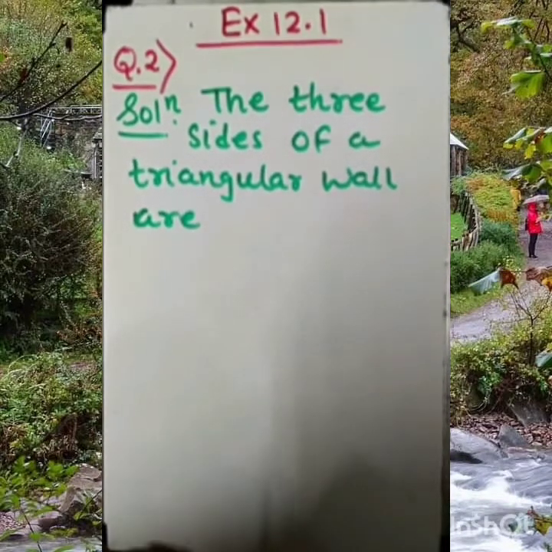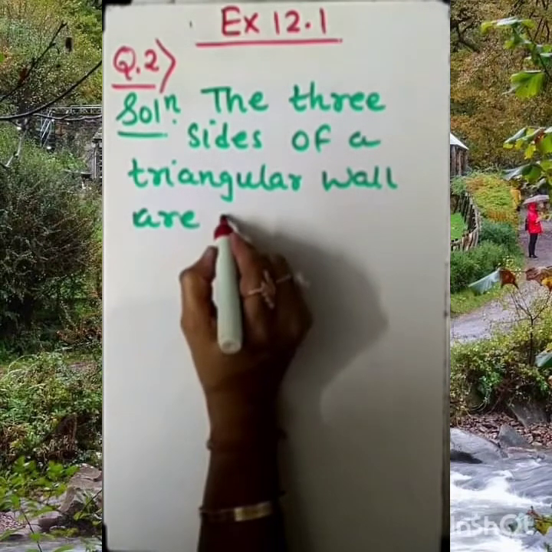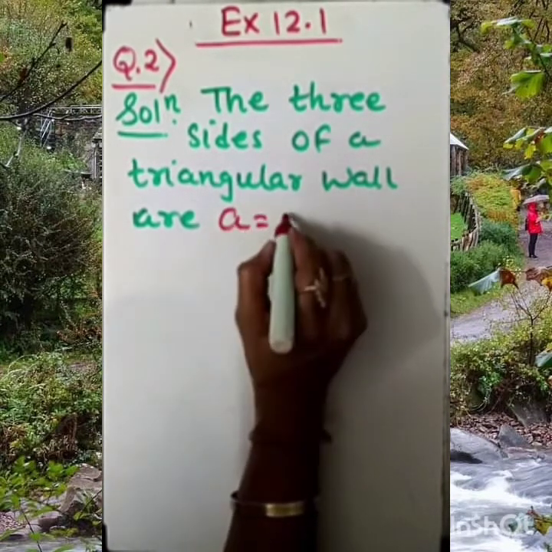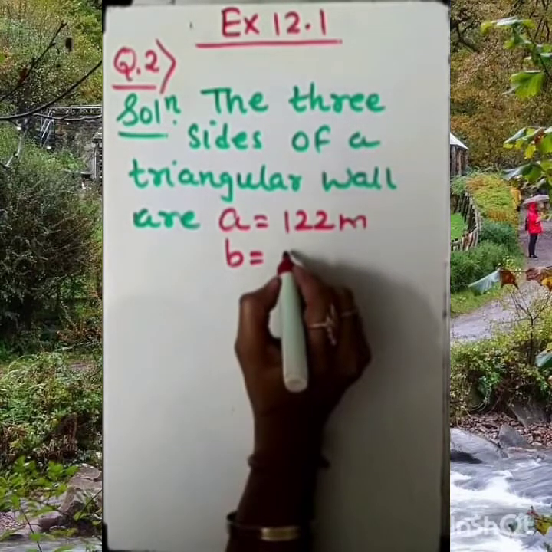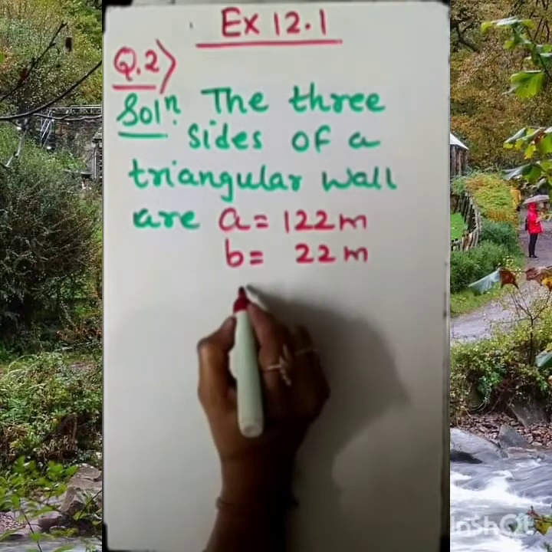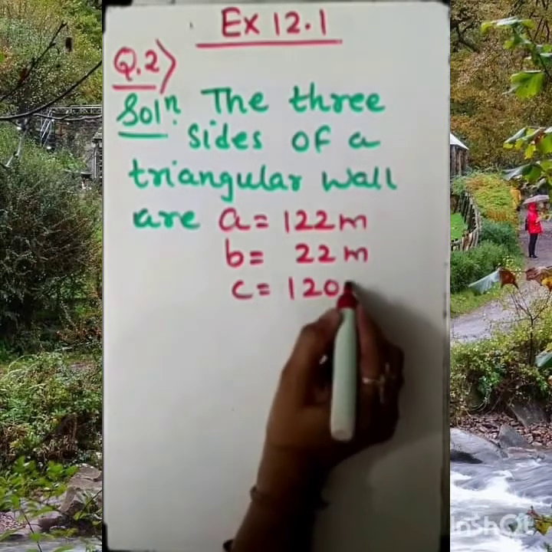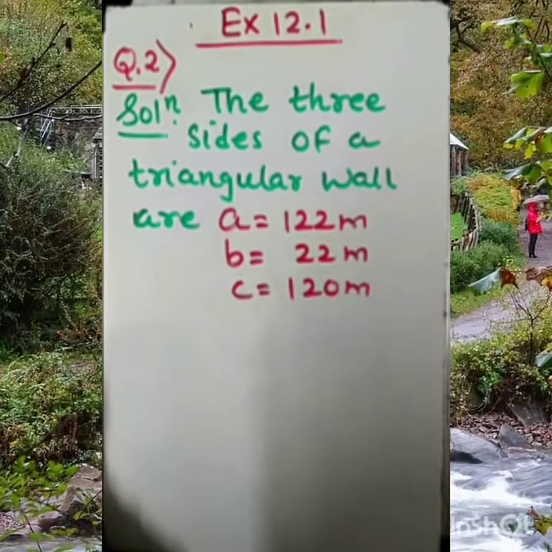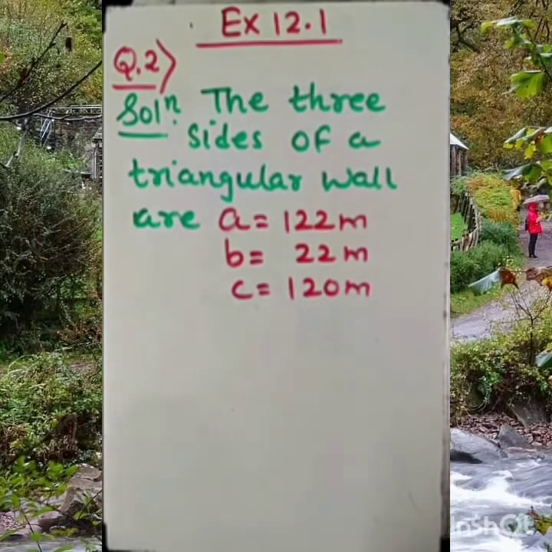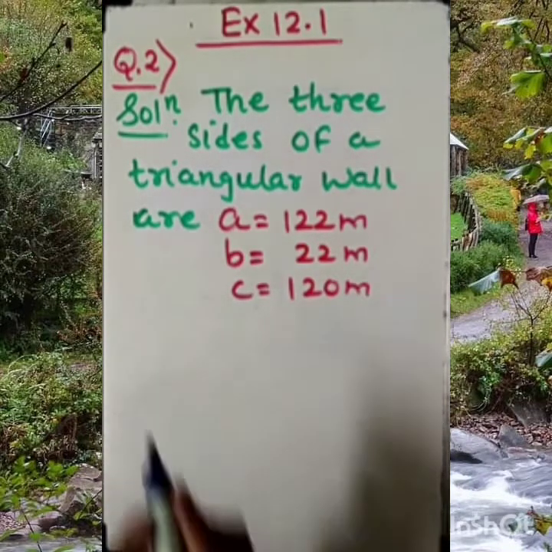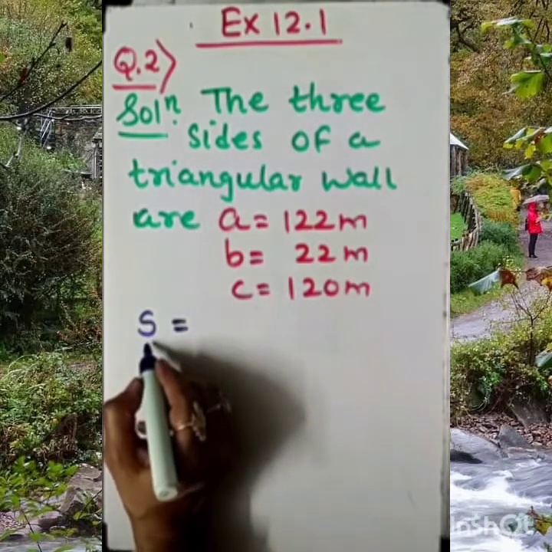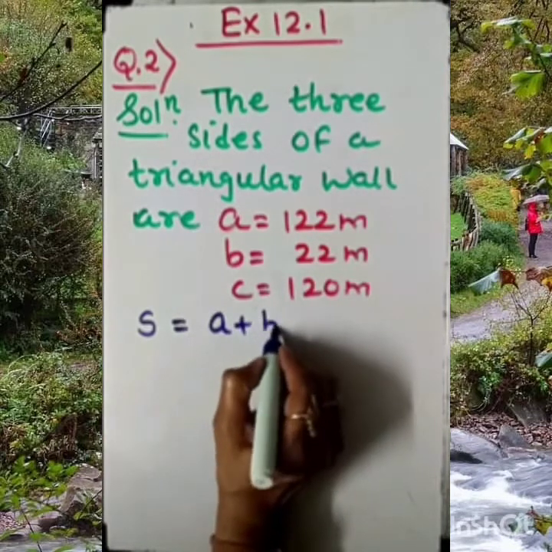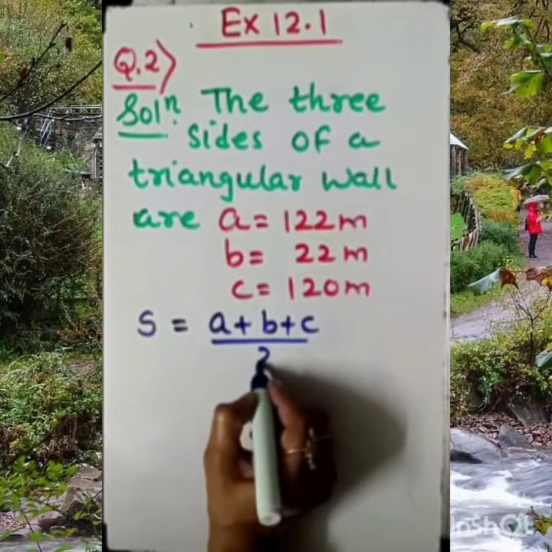They are 122 meters, so we are considering a equal to 122. b is another side, that is 22 meters. And c is the third side, that is 120 meters. Now, before we proceed to the area of a triangle, we need to find the semi-perimeter, which we define by s. The formula is s equals a plus b plus c by 2.